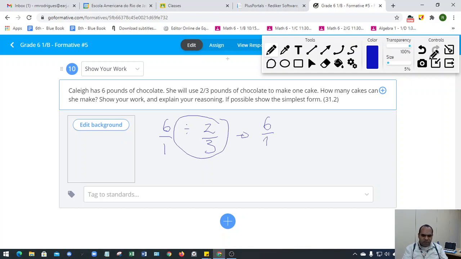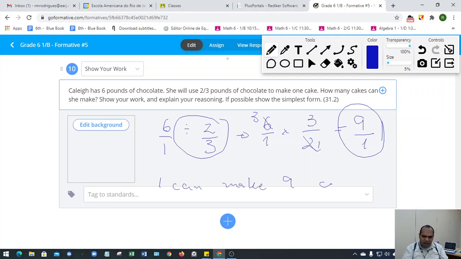Right now I have 6 over 1 times 3/2. Great. Can I cross simplify? Yes, 2 and 6. You can cross simplify 2 and 6. Here, right now, is 3 and here is 1. 3 times 3 is 9. 1 times 1 is 1. Oh, great. I have a whole number here. 9 over 1 is 9. Great. How many cakes can I make? I can make 9 cakes. Great, guys. Here's our task.